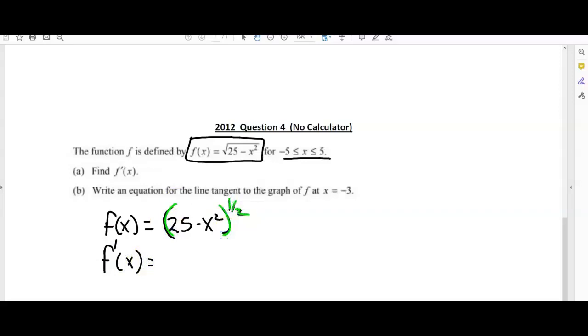And the reason for that is because we have an outside function, which is this 1/2 power. And then we have an inside function, which is the 25 minus x squared. So the derivative of the outside would be obtained by multiplying the 1/2 to the front and taking 1 off the power, and then leaving the inside the same. The derivative of the inside would simply be negative 2x.